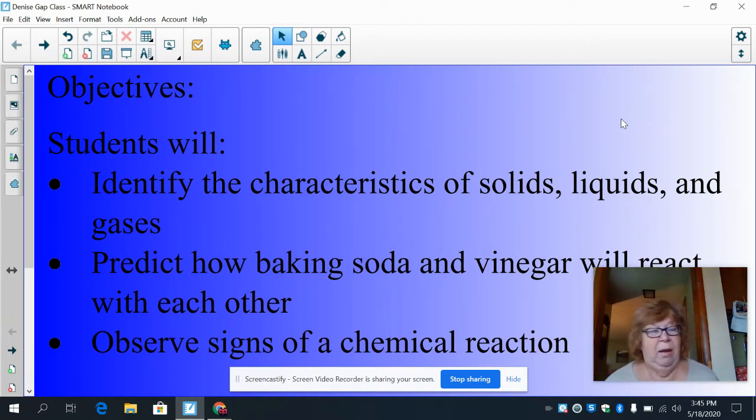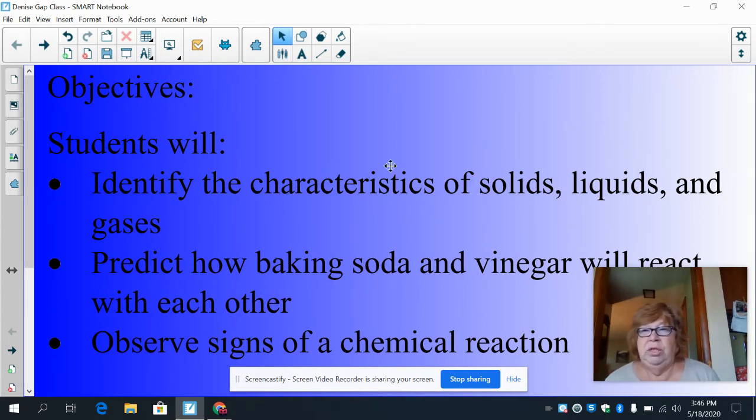So we're going to be talking about matter. We're going to talk about what the characteristics of all of them are. We're also going to be talking about what is a chemical reaction. We're going to discover that by doing it. And we're going to talk about what are some signs that occur when a chemical reaction happens. We're going to talk about what would happen when we mix vinegar and baking soda. And we might even try to mix in a little bit of food coloring. What will happen with it?